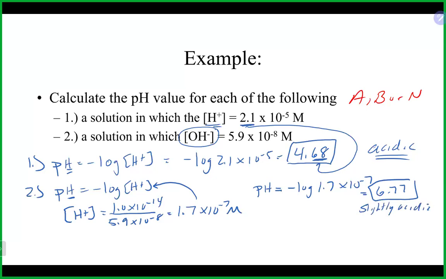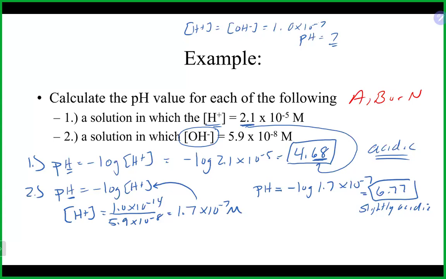We are going to go with neutral being 7 on the nose because technically speaking, if you're neutral, the H plus concentration equals the OH minus concentration, which equals 1 times 10 to the minus 7, which if you calculate the pH would be a pH of exactly 7. So we are going to go 7 as being neutral or super, super close to 7, like 6.999 or something like that.